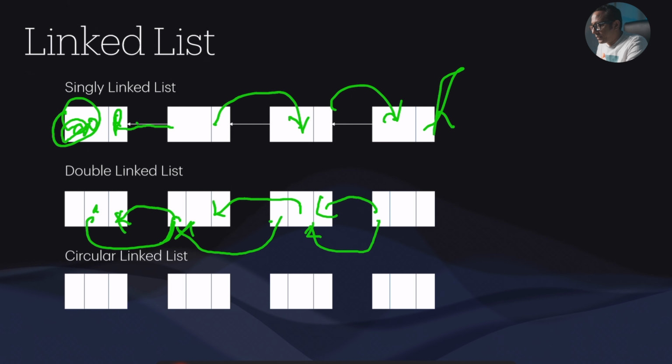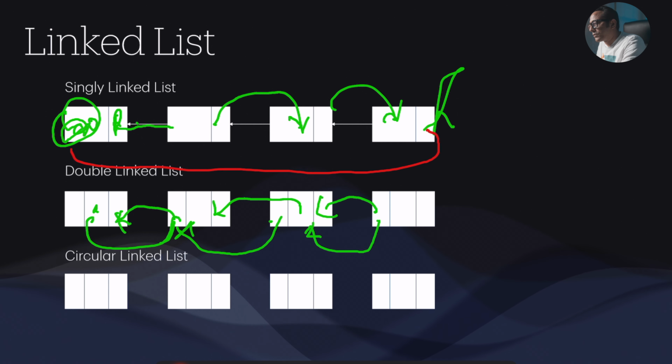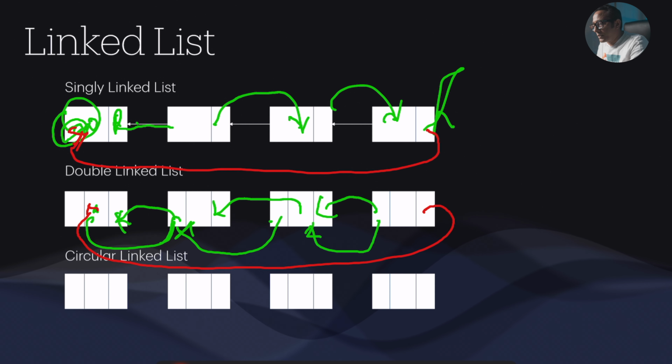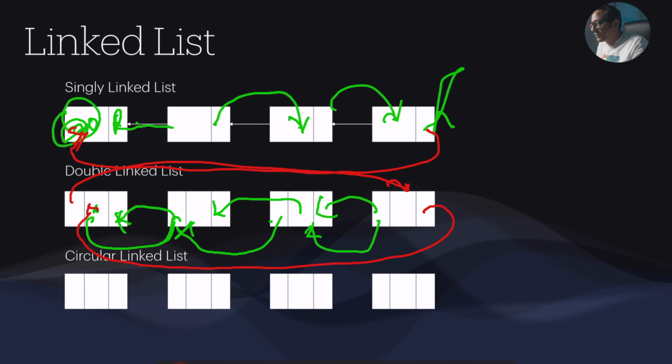In both types of linked list, the singly linked list and the doubly linked list, we have a circular option. If the last node, instead of null, keeps the reference of the first node, then in that case it is a circular linked list. Similarly, for the doubly linked list, the last one keeps the reference of the first one, and the first one keeps the reference of the last one.